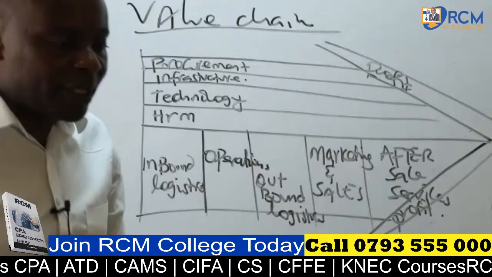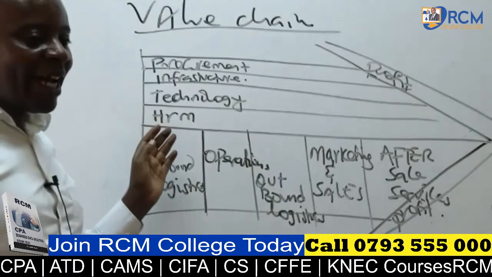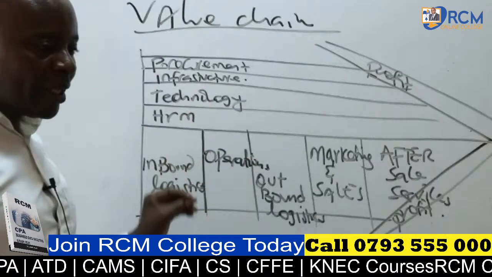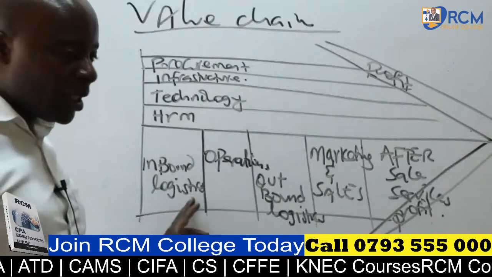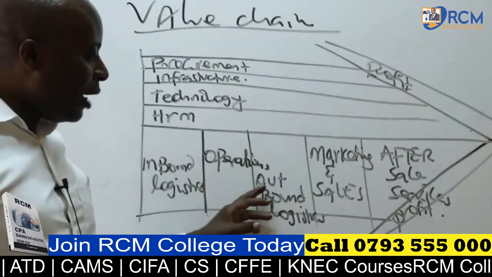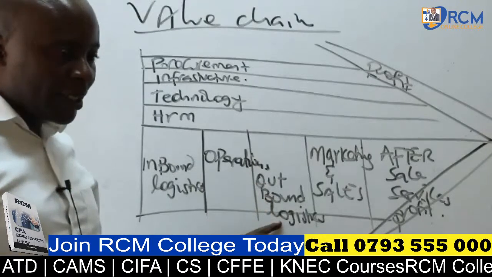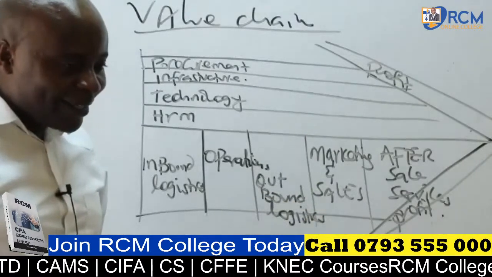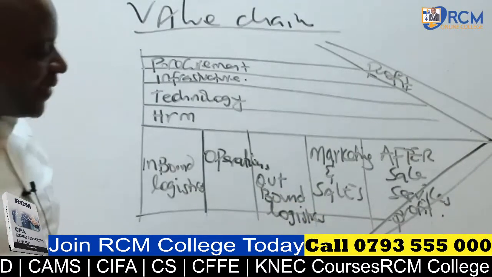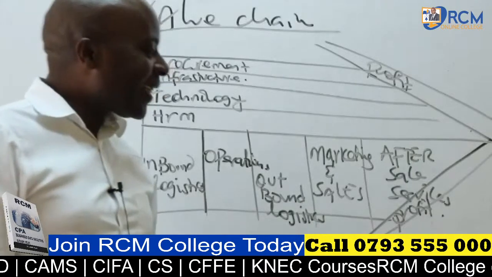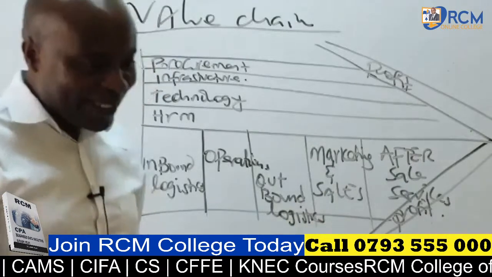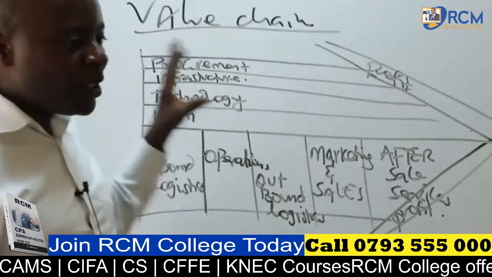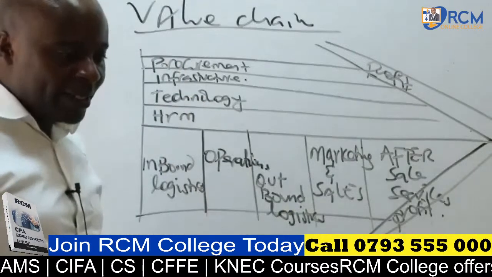So have you finished putting down this drawing? Have you been able to see my handwriting? Technology, human resource management. We have inbound logistics, operations, outbound logistics, marketing and sales, and after-sale services. You can also decide to take a snapshot of this, and then you will be able to draw later.